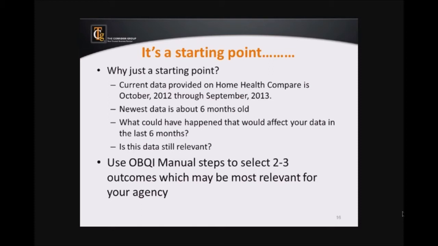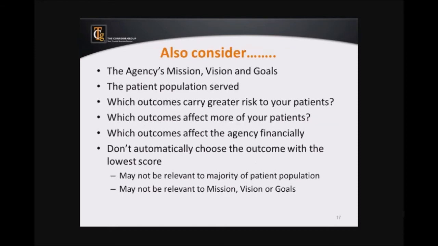There's a lot of data collected, presented, and statistically analyzed for you. It would be foolish not to use it. Start with your OBQI, OBQM, or OASIS team reviewing the reports. Use the criteria to determine which two or three outcomes seem to have the most relevance to your agency's population and goals.